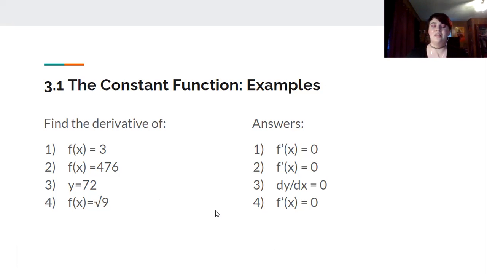So any graph of any constant function will have a slope of 0, and therefore its derivative will always equal 0. If there are any questions, feel free to ask them after this video ends. You're welcome to go back and watch this video again if you need me to slow down. You can just pause the video at any point to write down anything you might have missed.